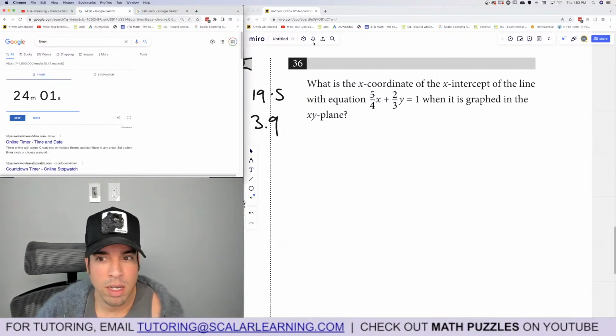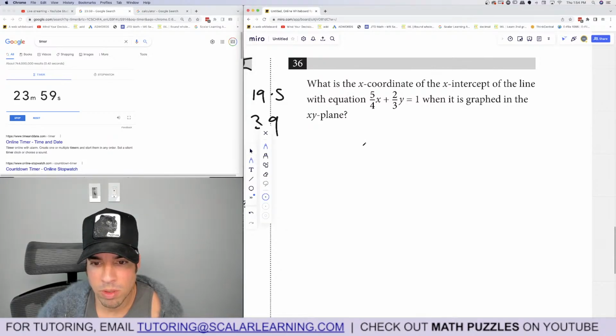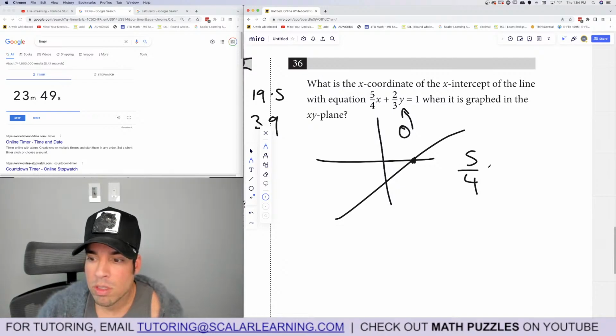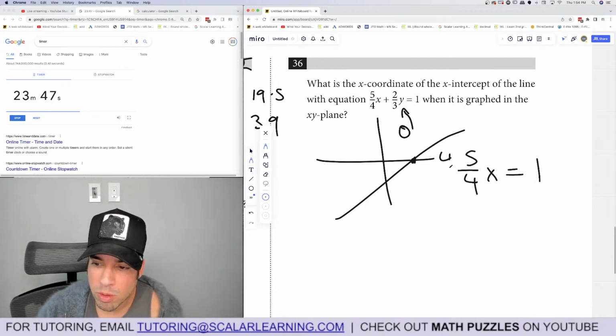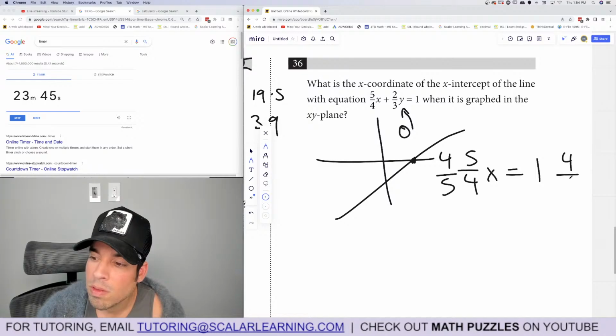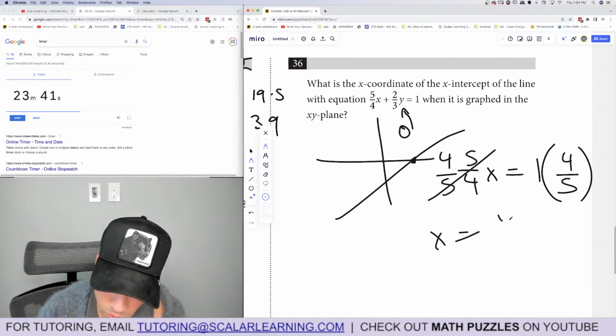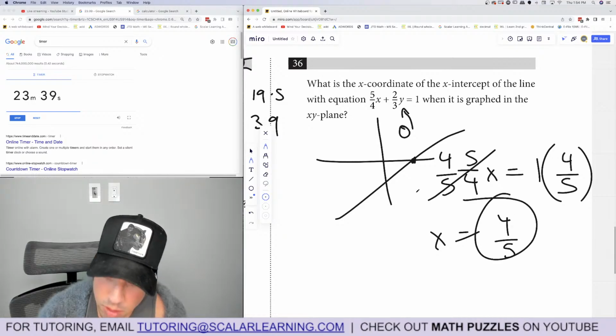36. What is the x-coordinate of the x-intercept of the line with equation blank? Okay, this is nice. If we're trying to find the x-intercept, you imagine a graph. Here's the x-intercept. It's when y equals 0, so plug 0 in for y. That zeroes this out. And then we get 5/4 x equals 1. Multiply both sides by 4/5. x equals, that's not 1 4/5, that's times 4/5. Done.